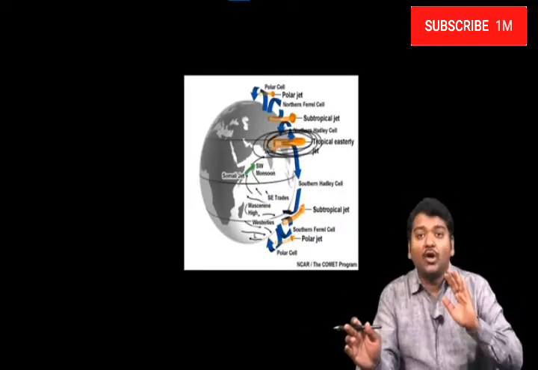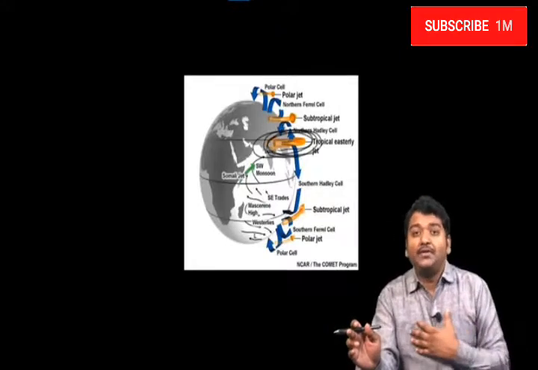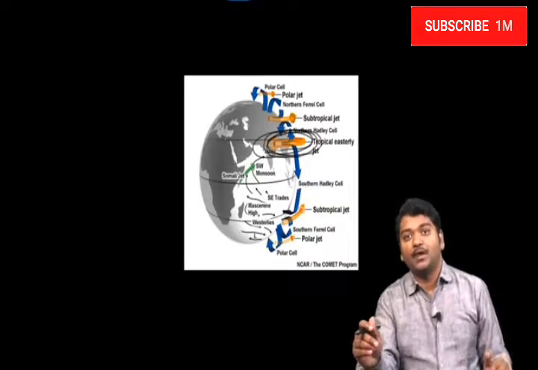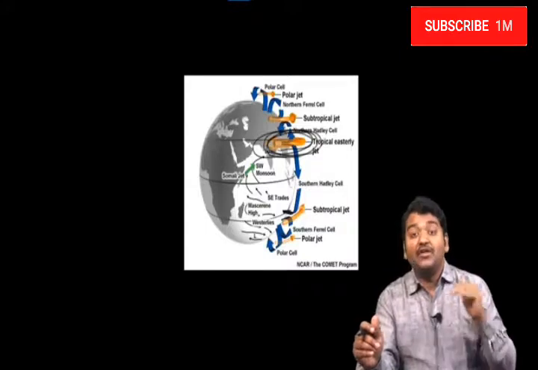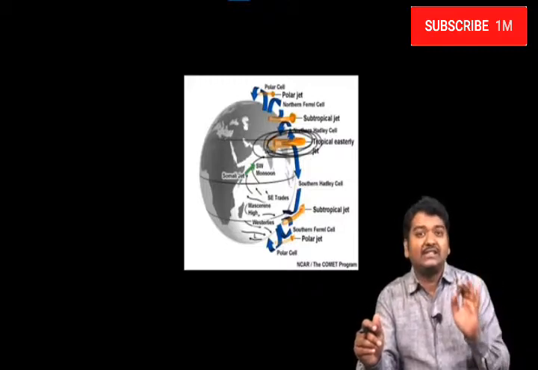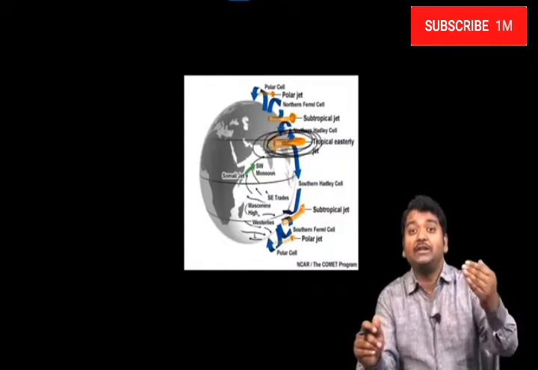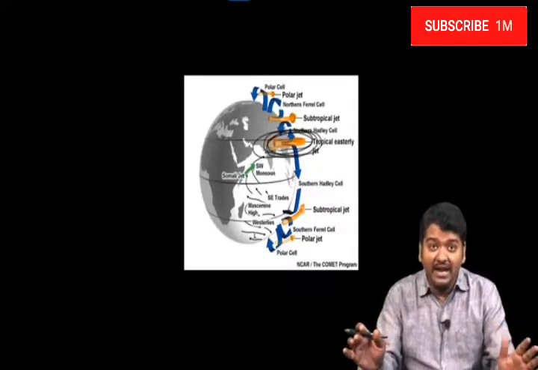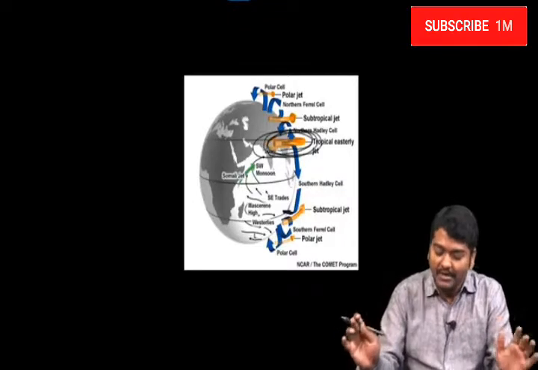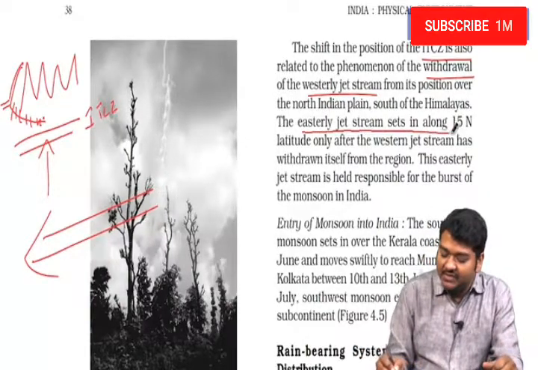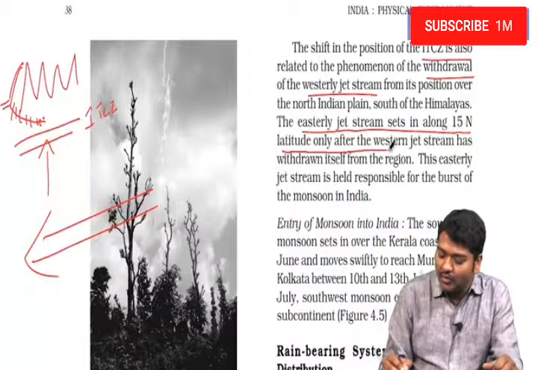What you need to see is, with the northward shift of ITCZ, we usually observe that the westerly jet stream which is there will also shift northward. And near ITCZ, we also observe some sort of easterly jet stream originating. And this easterly jet stream will never move beyond 23.5°. Why? Because it is closer to the low pressure cell which is created due to ITCZ. Right? This is what we need to observe. Yes, then we need to see that the easterly jet stream sets in along 15° latitude only after the westerly jet stream has completely withdrawn.